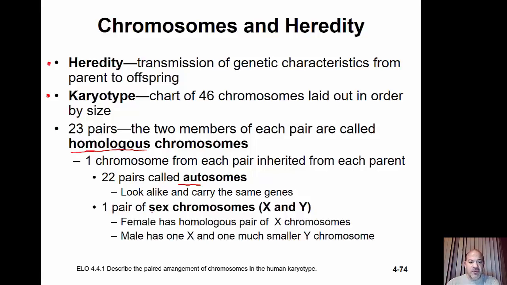There is one pair referred to as sex chromosomes because of the role they play in determining sex. If you're a female, you're going to have 2 X chromosomes, and if you're a male, you're going to get 1 X and 1 Y chromosome.